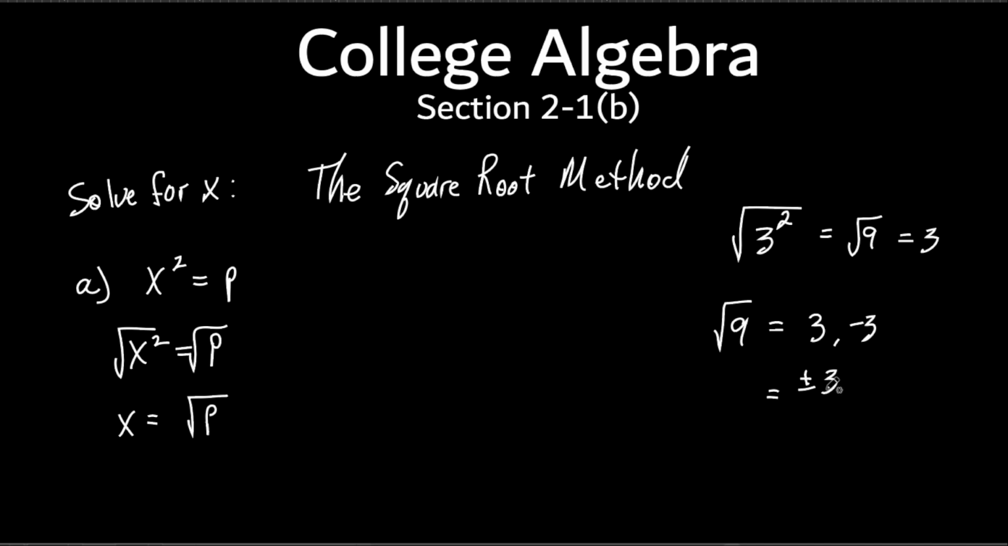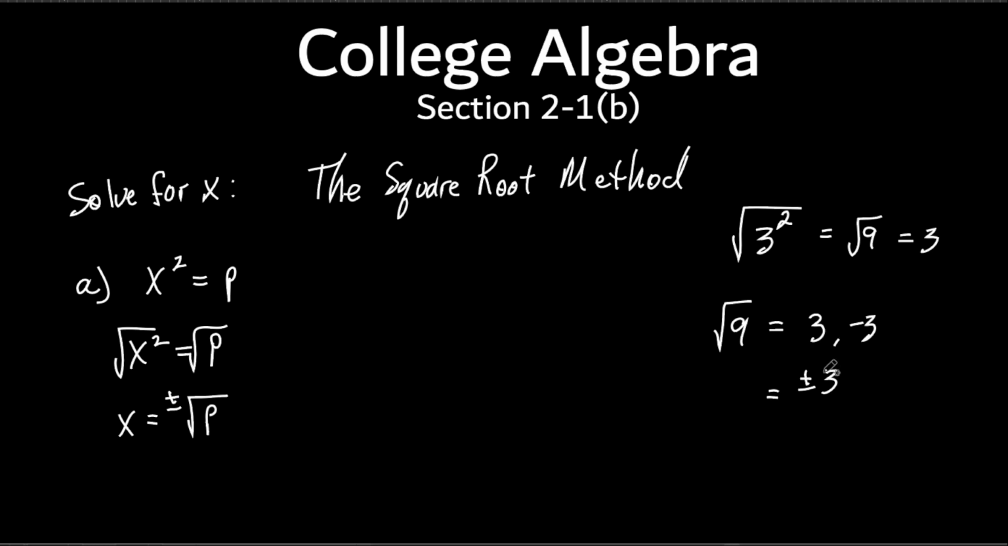Plus or minus 3. That's how we do it. Instead of writing it twice, a +3 and then comma, a -3, we just put plus or minus 3. So what do you think we're going to do here? If I took the square root of it, you're not just going to have a positive square root of p. You're going to have a what? A positive and a negative square root of p.